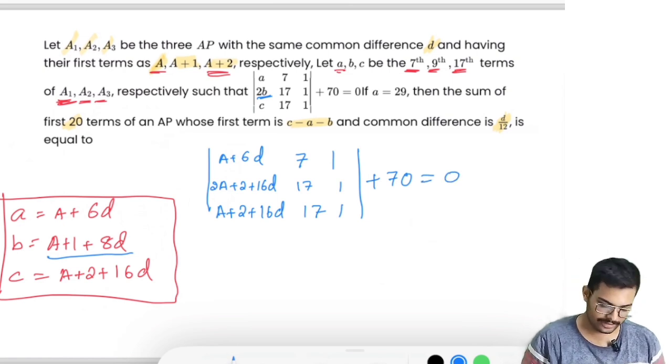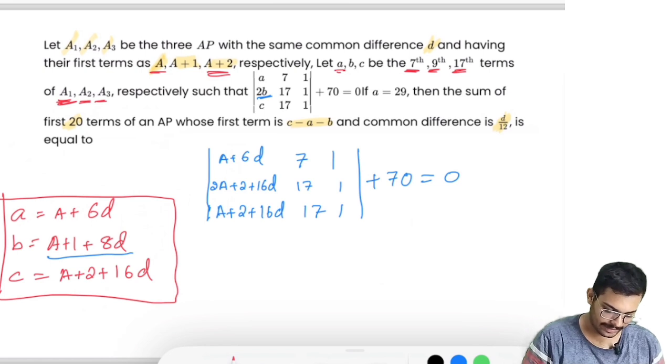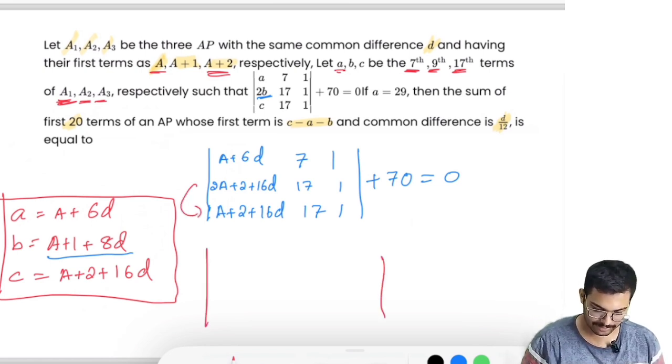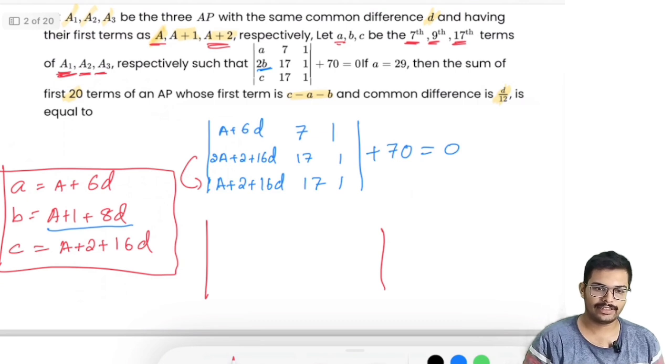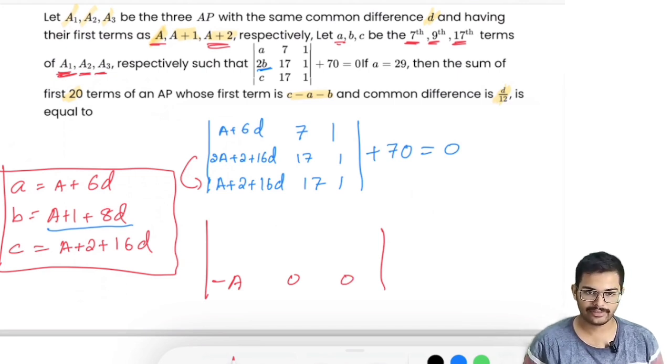Now, in order to simplify the determinant, I am applying elementary operations. I am subtracting the second row from the third row, which means when you subtract it, 2 and 2 cancel, 16D cancels, the final value is A minus 2A, which is equal to minus A, 17 cancels, 1 minus 1 is 0.